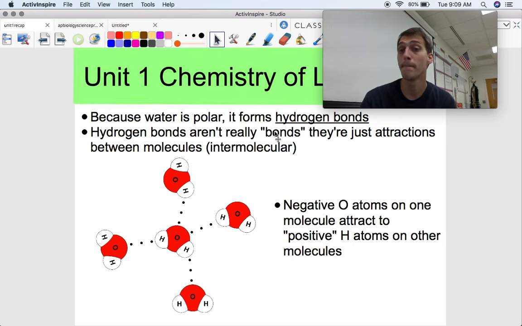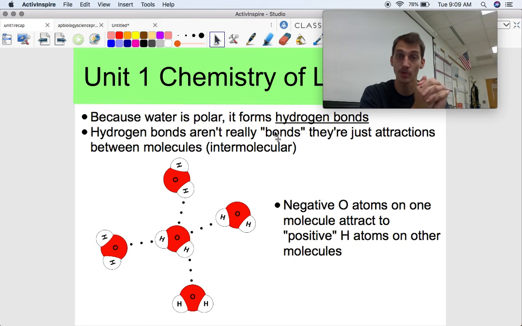Hydrogen bonds aren't really bonds, so to speak, not like covalent bonds or ionic bonds. They're intermolecular forces, weak attractions between molecules. One hydrogen bond is not very strong by itself, okay? But when you have billions of water molecules in one single drop of water, there are billions and billions of hydrogen bonds forming and breaking every second. And when you have a lot of those bonds together, that's what makes water pretty strong. It makes it pretty sticky, in other words.